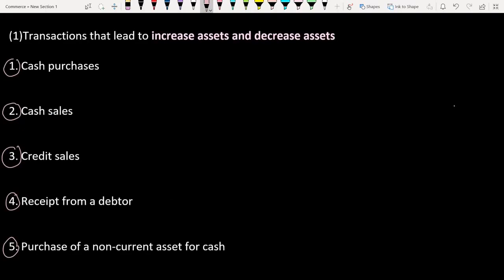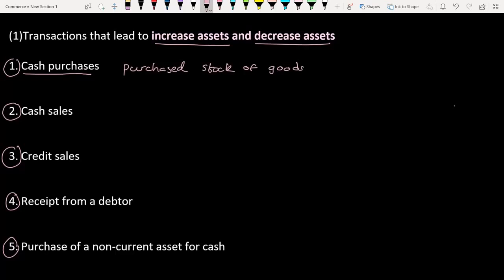So let me explain to you 5 possible transactions that lead to increase assets and decrease assets at the same time. The first possible transaction is cash purchases. These are the purchases of stock in cash. Okay, we'll tell you how to write the long form of this transaction. This is purchased stock of goods.